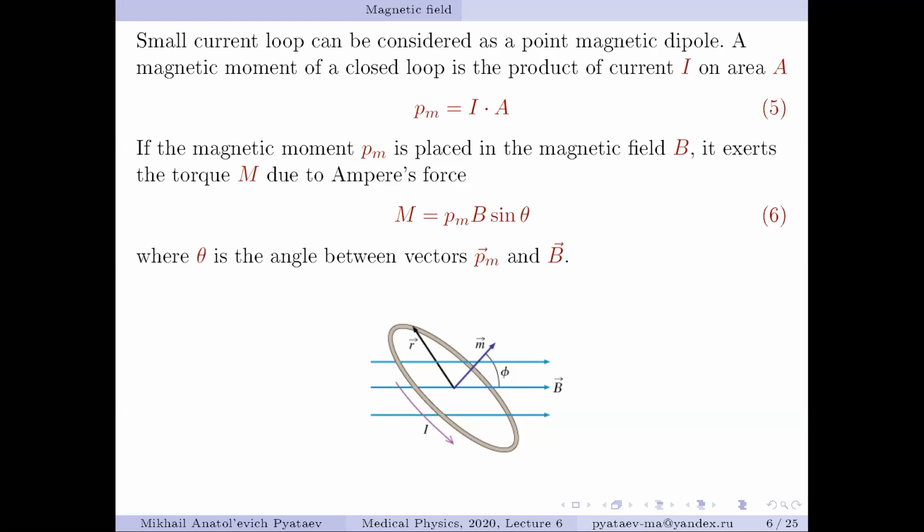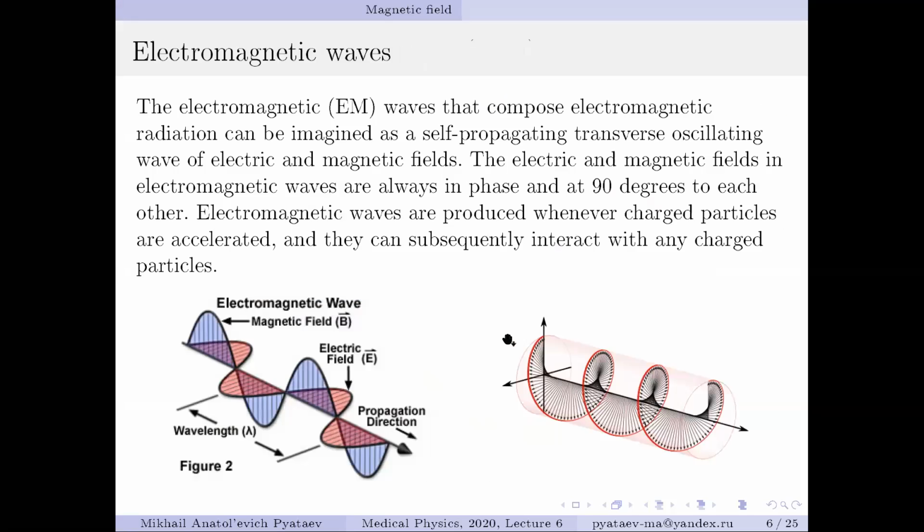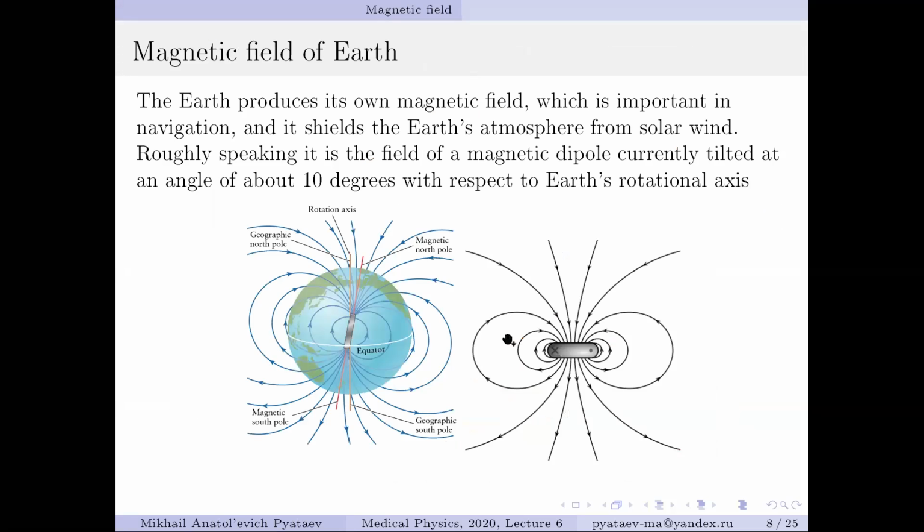In case of electric field, we had two charged particles. In case of magnetic dipole, we have a closed loop with a current. The objects are different, but the field produced by both objects in outer space has the same space distribution. Let me look if I have this on my second slide. Well, I have it only here.